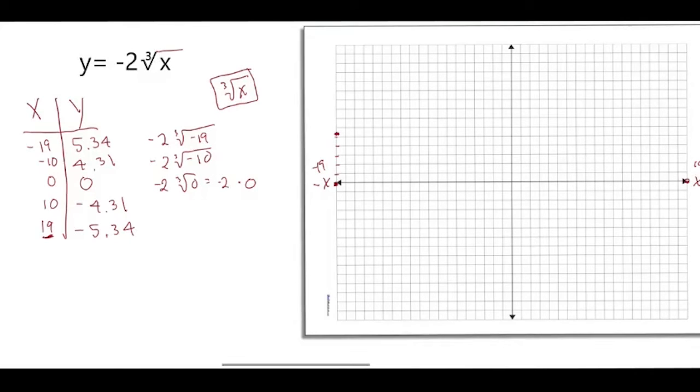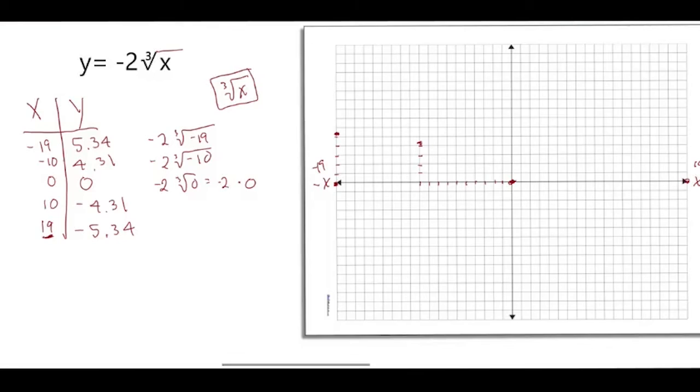All right, next is negative 10. So if I start in the middle, I'm going to count 1, 2, 3, 4, 5, 6, 7, 8, 9, 10. Okay. So then I'm going to go up 4.31. So I'll go up 1, 2, 3, 4, and then here. All right. Next is 0, 0. So I'll put my next point at 0, 0.